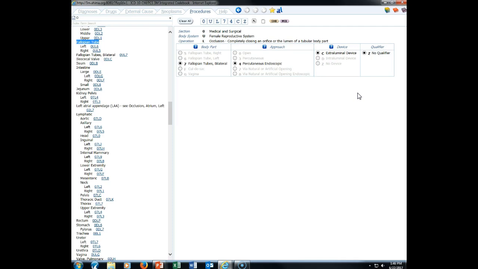And then the last root operation that we're going to look at here in your book is restriction. And this is a partial closing of an orifice or the lumen of a body part. A Nissen fundoplication is a fairly common procedure. Patients that have GERD sometimes have the stomach going up into the esophagus, the stomach contents are going up in there, and so they go in and they tighten that up. So that is considered to be a restriction.